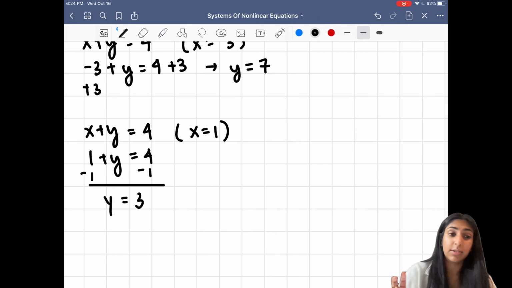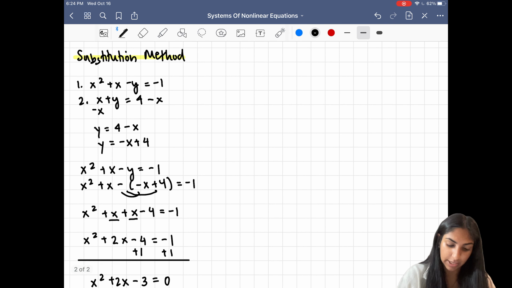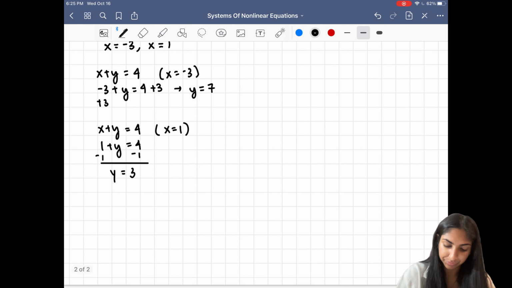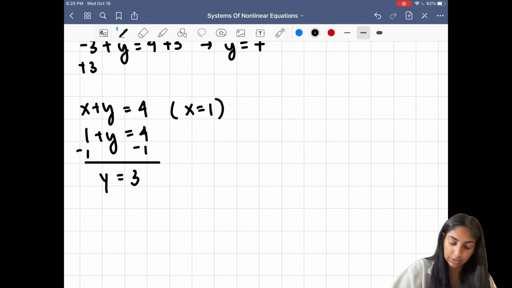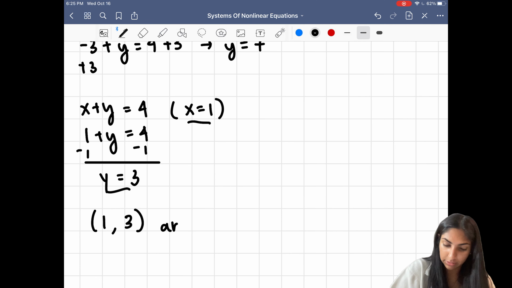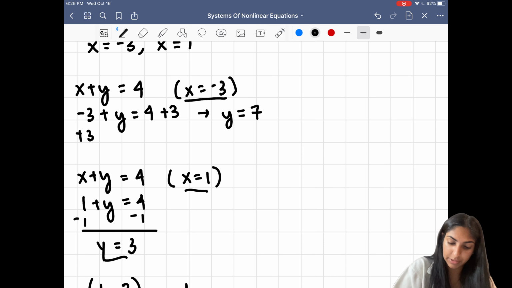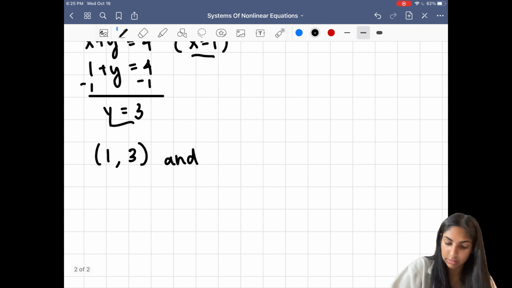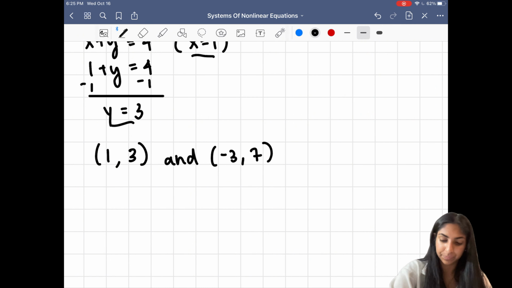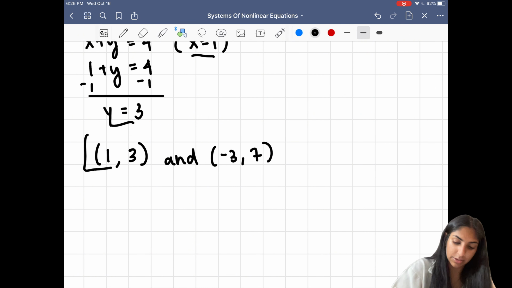So the 2 points where the quadratic and the line intersect are going to be 1 comma 3, and what we got up here, which is negative 3 comma 7. So that's going to be our answer.